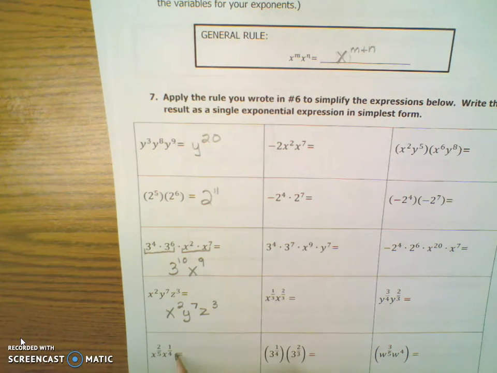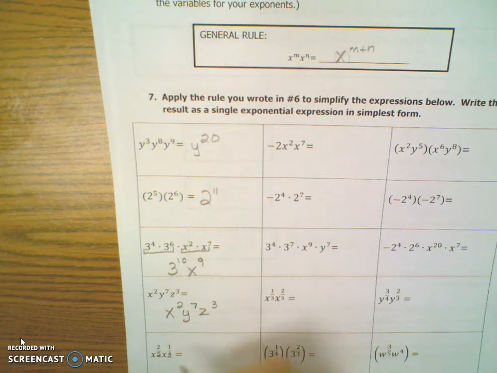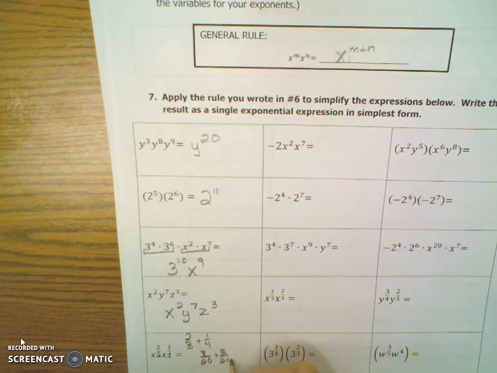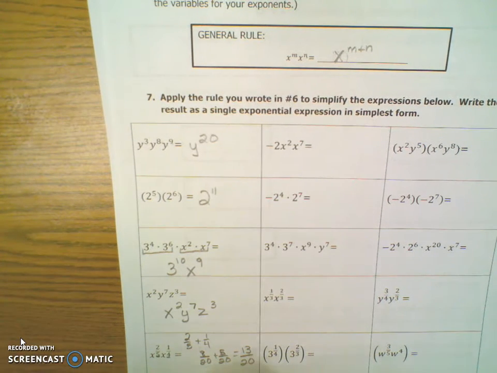And then this one, we have fractions as our exponents, which we don't really know what that means yet, but we'll get into it as we go through this chapter. So we're just going to add them. 2 fifths plus 1 fourth. I'm going to make them into common denominators, which is 20ths. So I've got 8 20ths plus 5 20ths, and that gives me 13 20ths. So my final answer is x to the 13 20ths power.